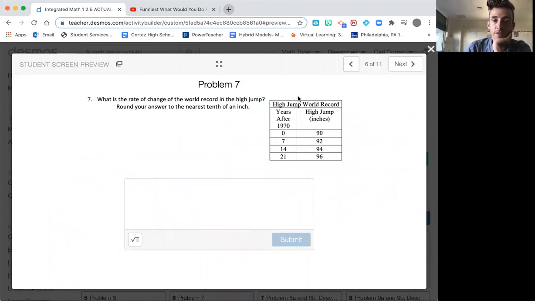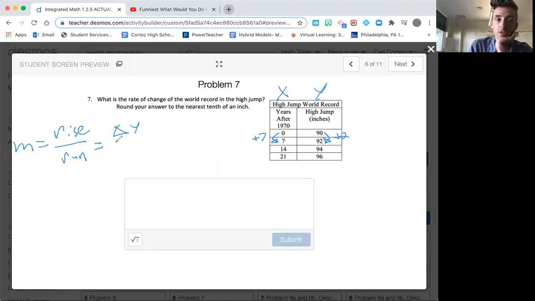With the table, getting rate of change, this one's simple. If you followed along with how I did the problems before, the jump from 90 to 92 is adding 2 over the span of 0 to 7 years, which is +7, using our rise over our run, or let's call this x, call this y. You could also call this change in y over change in x. So 2 over 7. Round your answer to the nearest 1/10 of an inch. 2 over 7 is how much?